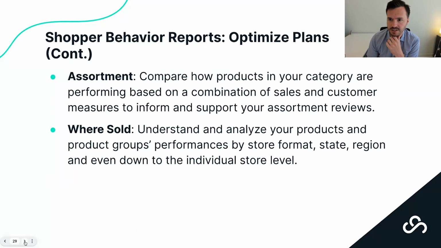You can compare how products in your category are performing based on a combination of sales and customer measures to inform and support your assortment reviews. All of this is very important for doing competitor analysis as well too. Where sold, you can understand and analyze your products and product groups performances by store format, state, region.